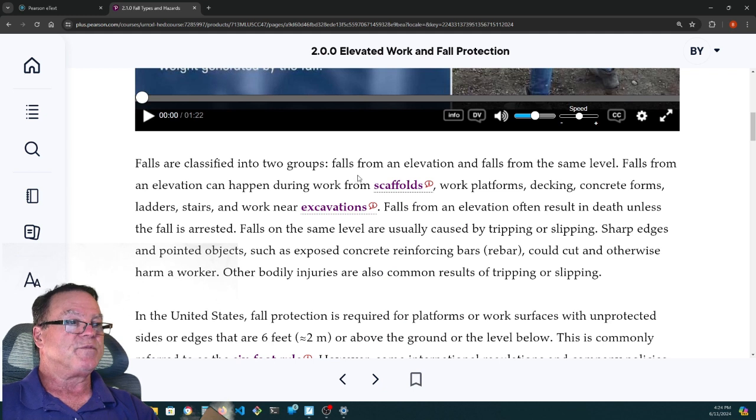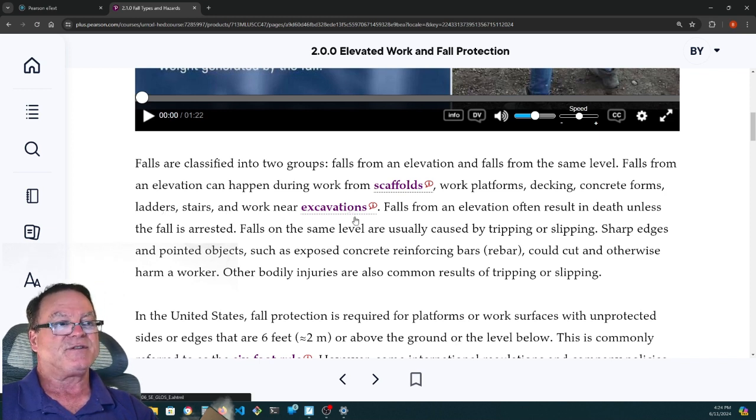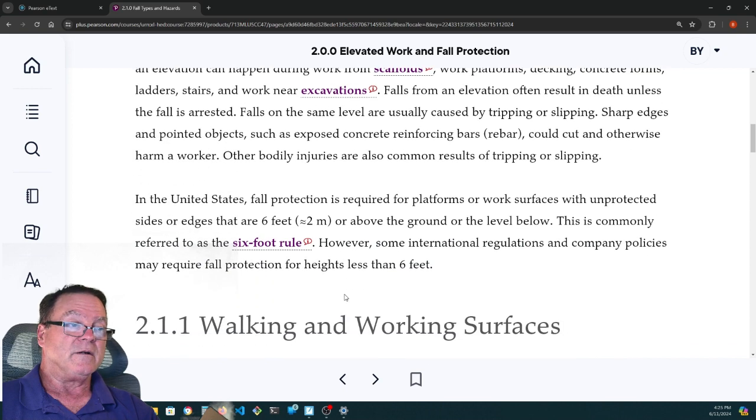Falls are classified into two groups: falls from an elevation and falls from the same level. Falls from an elevation can happen during work from scaffolds, work platforms, decking, concrete forms, ladders, stairs, and work excavations. Falls from an elevation often result in death unless the fall is arrested. Falls on the same level are usually caused by tripping or slipping. Sharp edges and pointed objects, such as exposed concrete reinforcing bars, could cut and otherwise harm workers. So you can slip and fall on the same level and still get hurt. A fall from an elevation is worse, of course.